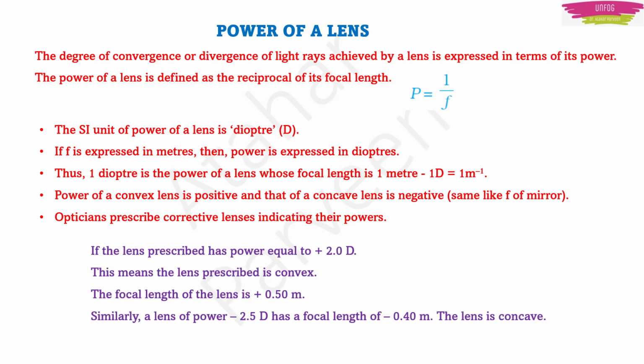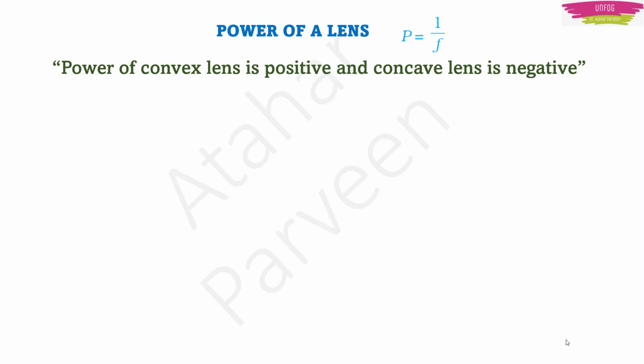For example, if the lens is prescribed with power equal to plus 2 diopter, it means that the lens prescribed is a convex lens because it is positive, right? The power is positive for convex lens. And the focal length will be 1 upon 2, so it will be 0.5 meter. Similarly, if the lens is prescribed with power minus 2.5 diopter, it means that the lens has a focal length of 1 by 2.5, that is 0.4 meter. And because the power is minus, the lens is concave. So you have to remember that the power of convex lens is positive and the power of concave lens is always negative.